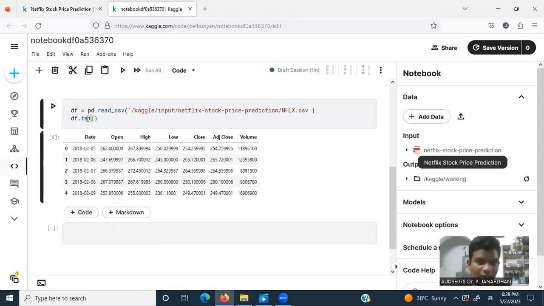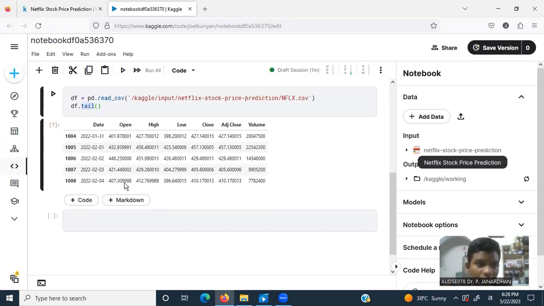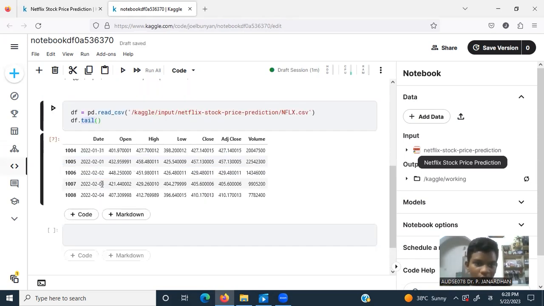And then let's look at the tail just to see what type of data we have. As you can see, the opening data is from 2018, and the closing data is February 2022, almost a year ago.